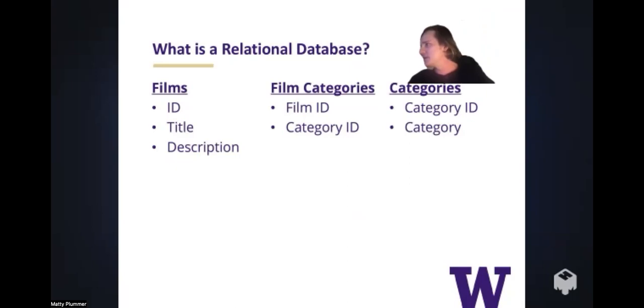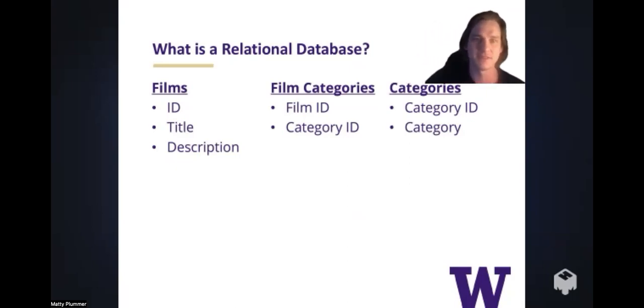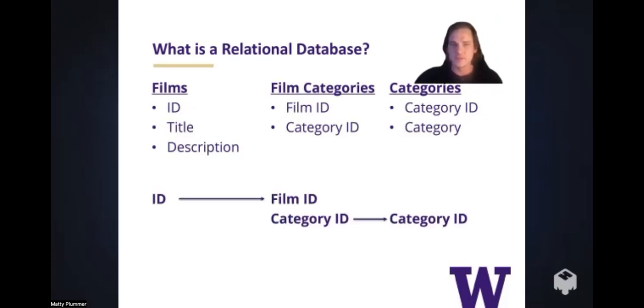Let's see, let's pick on someone. Elizabeth, are you available to talk? How would you connect these? If you can chain between the different groupings, you would chain the ID between films and film categories, and then the category ID between film categories and categories. That is exactly correct. That's brilliant.